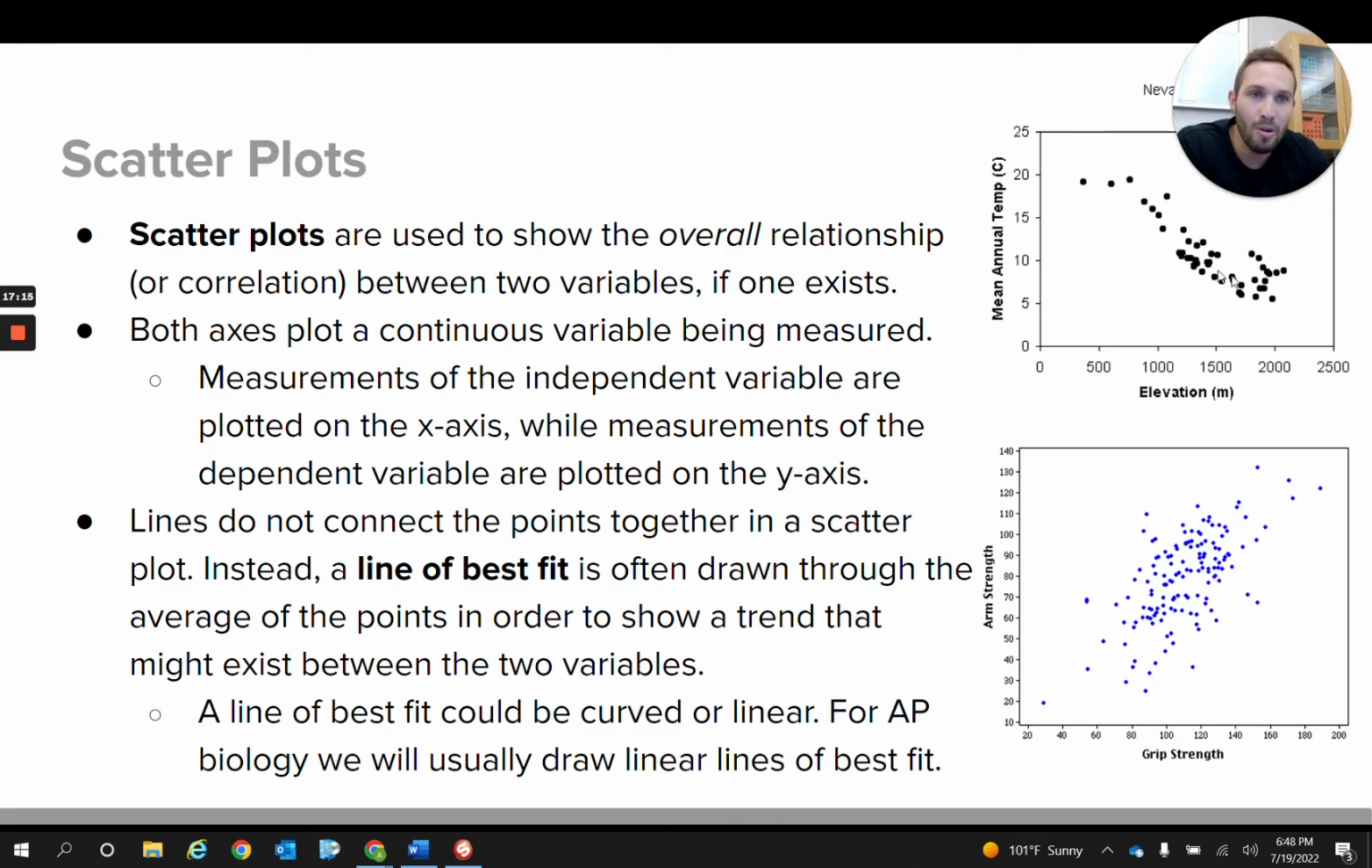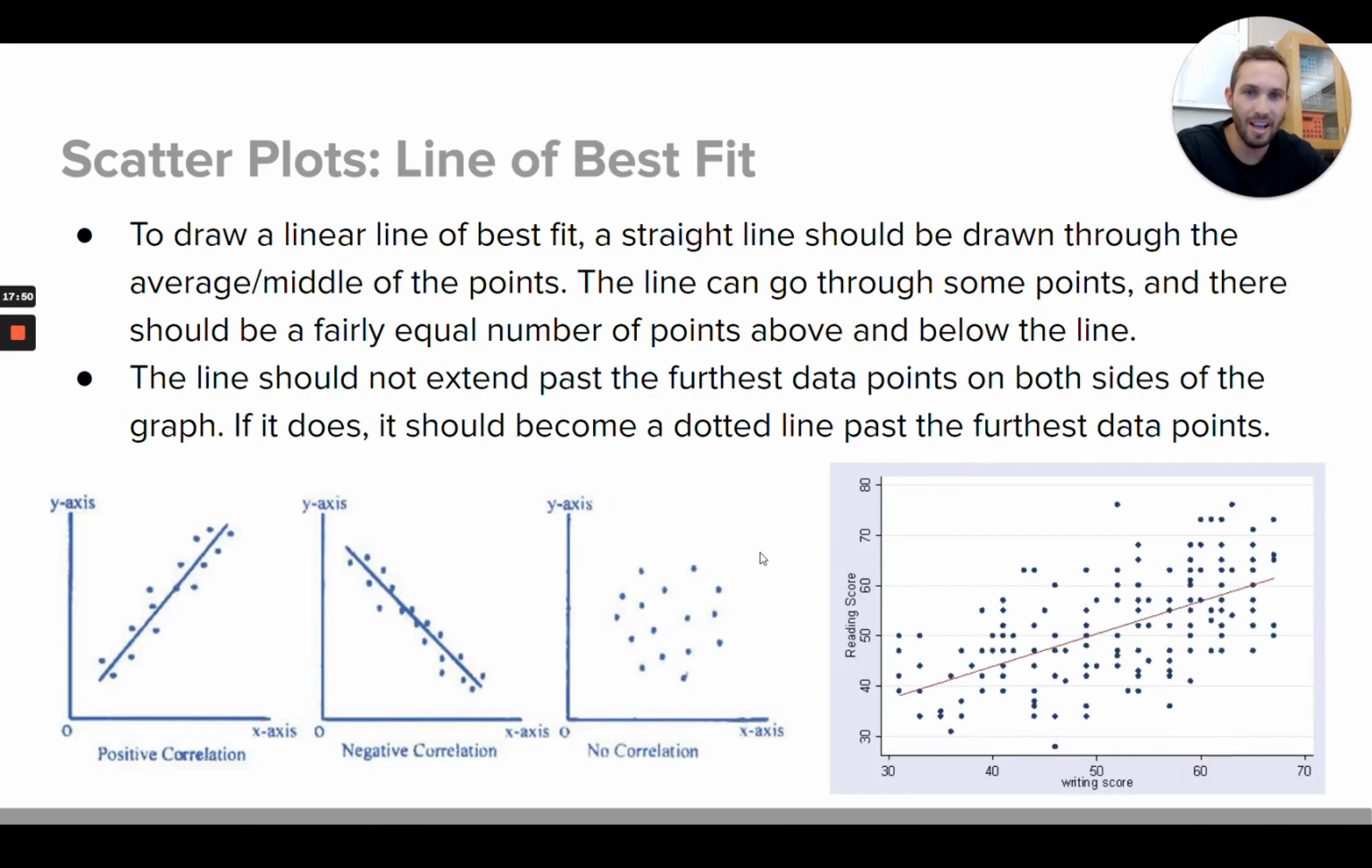Now in a scatter plot, we don't connect these dots. Instead, what we do is we create a line of best fit. A line of best fit is going to be drawn through the average of these points to show the overall trend that exists between these two variables that are being shown on the graph. A line of best fit could be curved or linear, but in this class for AP Bio, you guys just have to know how to draw a linear line of best fit. And so basically you're going to try to make a straight line go through what you think is the average of all of these points. And so I have a couple examples on this next slide.